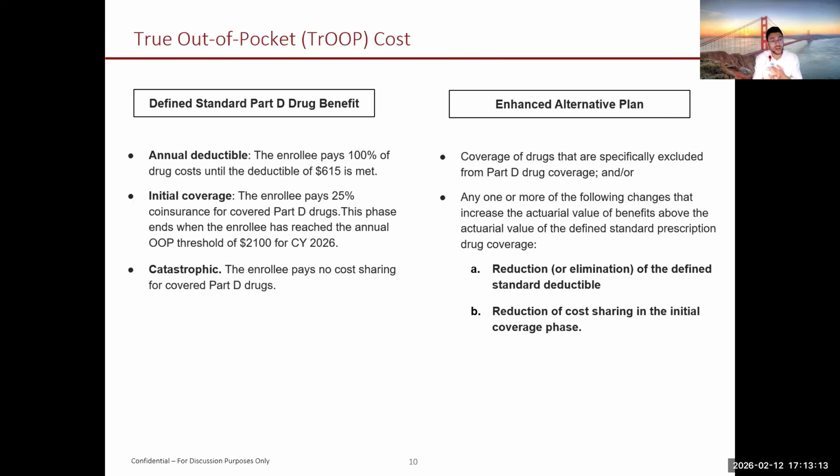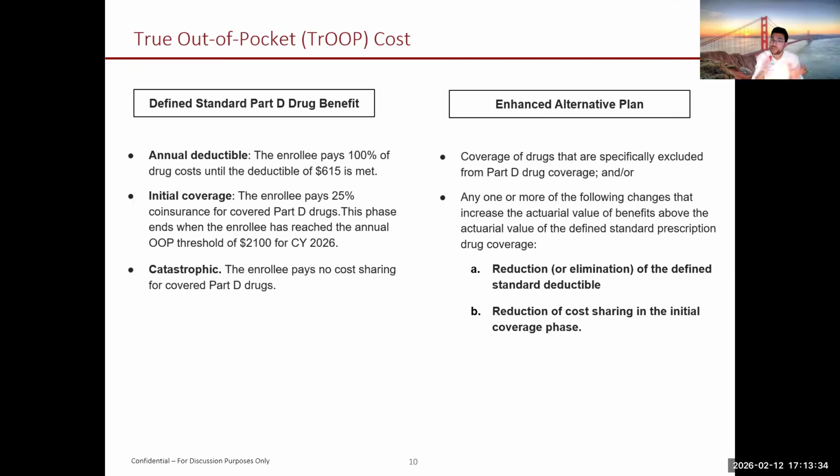Your coinsurance on most commonly used brand name drugs would be 25%. That's the most that it can be, outside of some specialty tier medications that are a little bit rarer. And you would pay every dollar and cent of the $2,100 cap before hitting that catastrophic coverage phase.